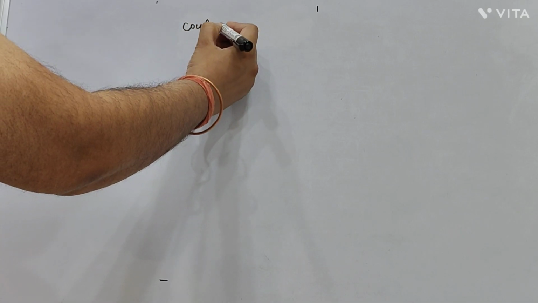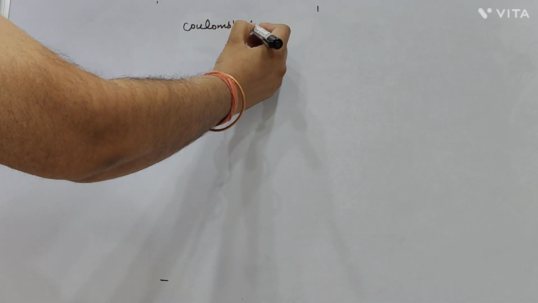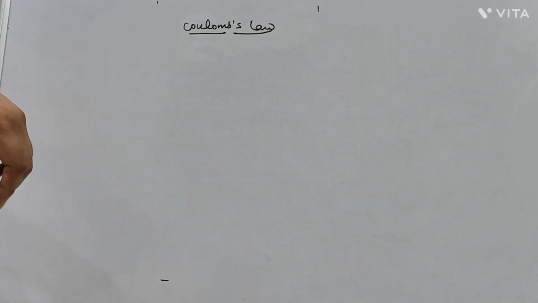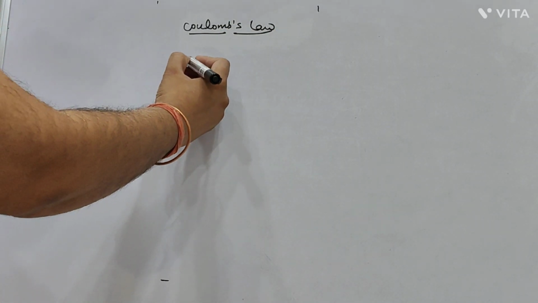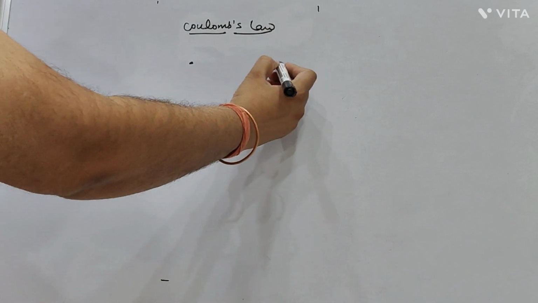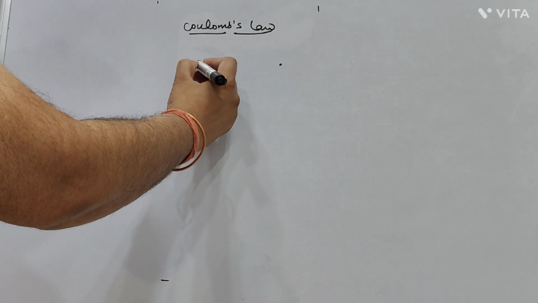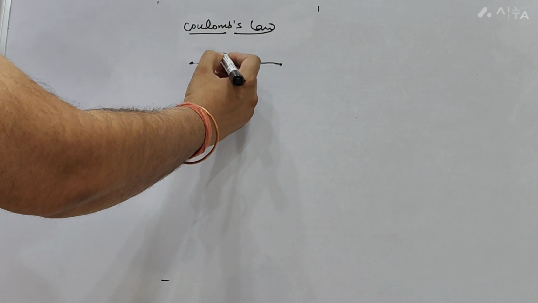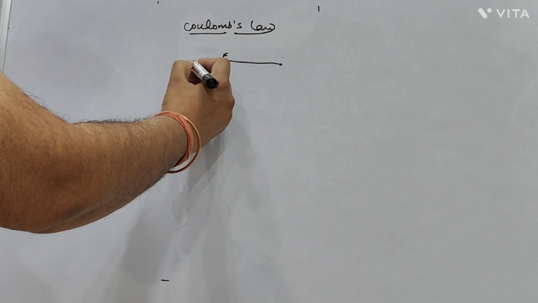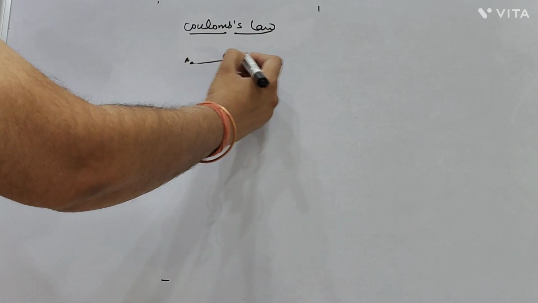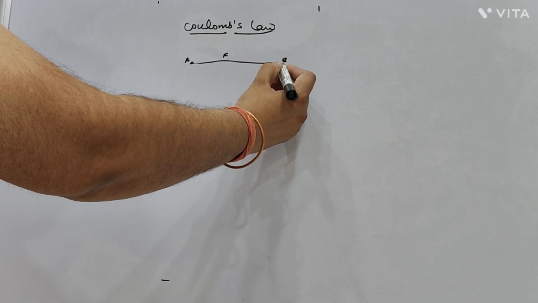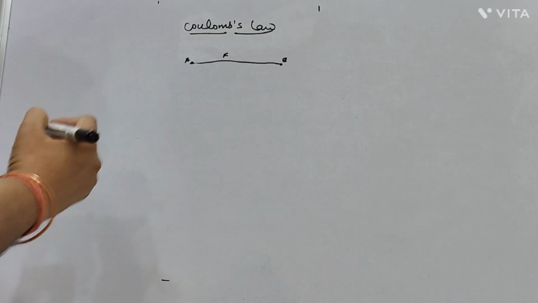Today we will learn Coulomb's law. So what is Coulomb's law? Coulomb's law gives us the force acting between 2 point charges. These are 2 point charges A and B, and the net force acting between them is given by F. It gives us a relationship between these point charges.